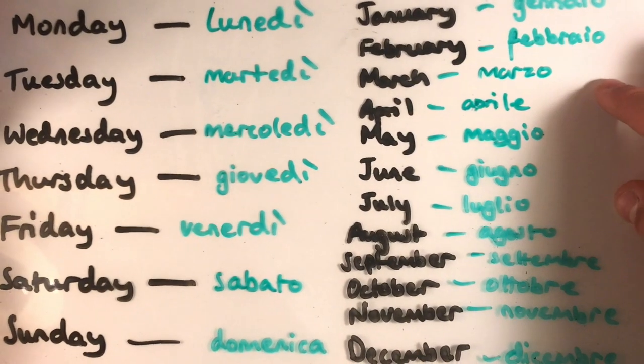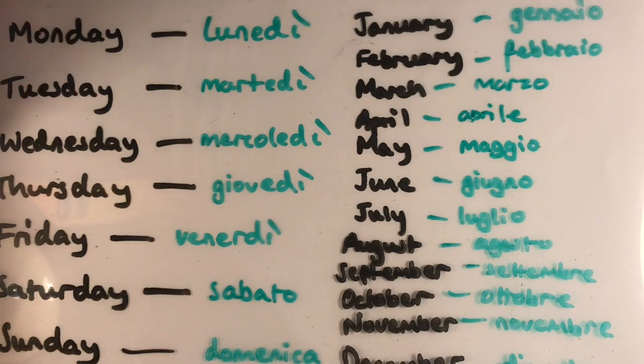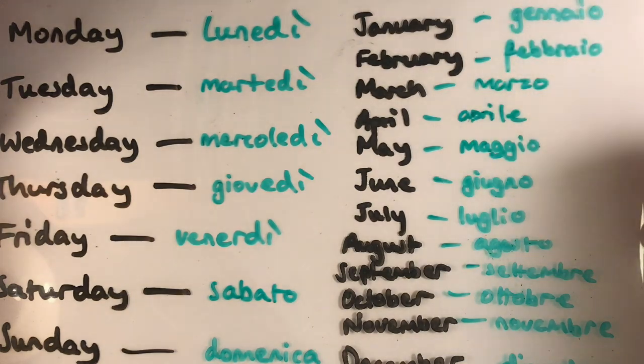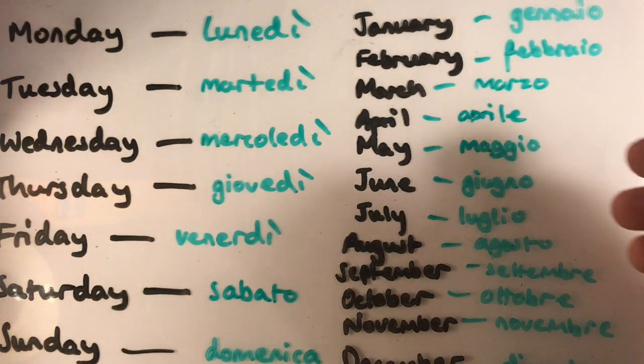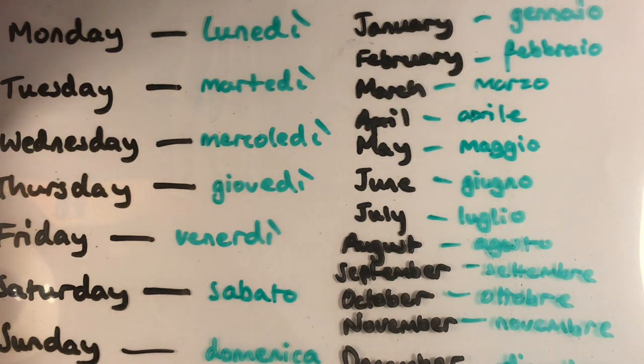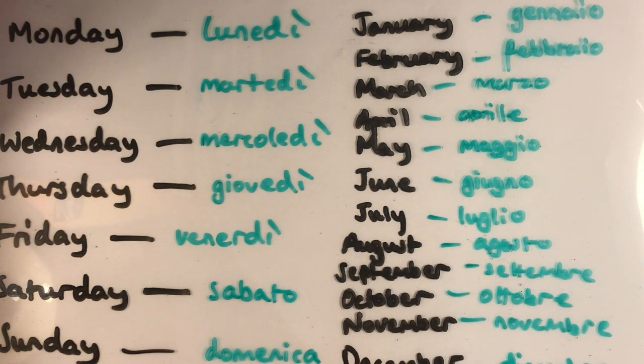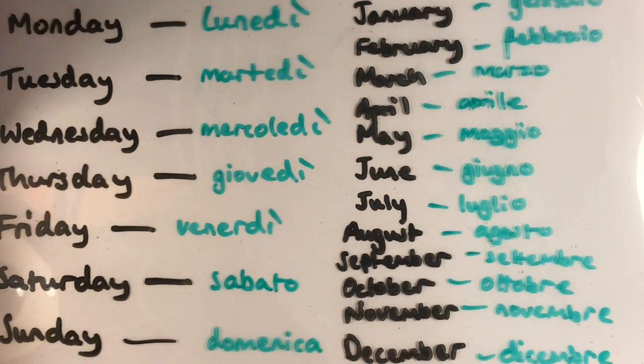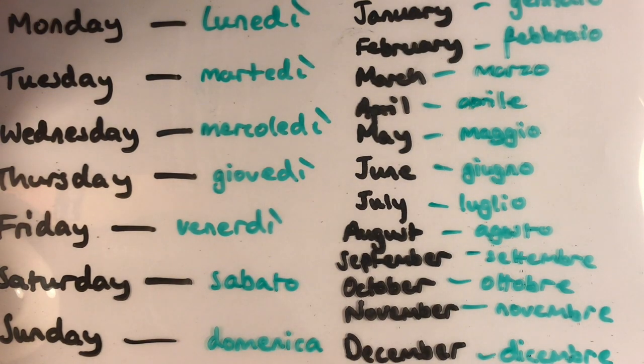Right, so let's take a look at these months. I'm going to pronounce all of these for you. January, gennaio. February, febbraio. March, marzo. April, aprile. May, maggio. June, giugno. July, luglio. August, agosto. September, settembre. October, ottobre. November, novembre. And finally, December, dicembre.